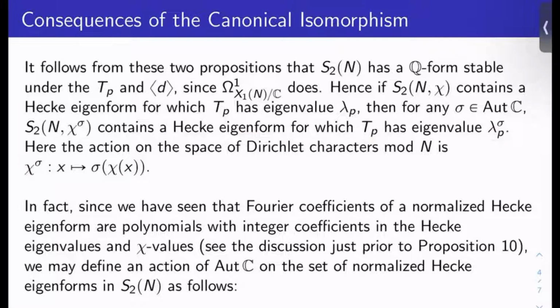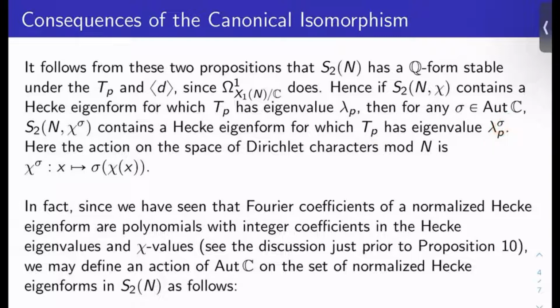So what's going on here is you've got a Hecke eigenform, let's say, in S_2(N, chi). Let's call its eigenvalue lambda_p. What I'm saying here is that if you act on chi with sigma, giving you chi to the sigma power, which is just really shorthand for sigma of chi, then this space S_2(N, chi) with sigma acting on it will contain another Hecke eigenform for which T_p has eigenvalue not lambda_p, but lambda_p acted on by sigma.